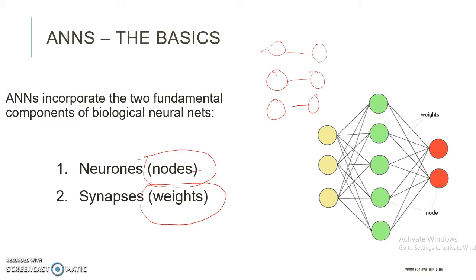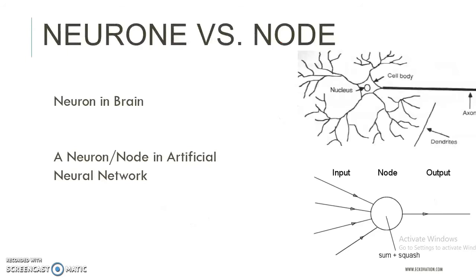So how can neurons and nodes be differentiated? Neurons are in our brain, nodes are in the artificial neural network we're going to discuss. There are some input parts in this node. This one is the input part, and these are the input ports, and this one is a node. So what this node would be is a sum plus squash, and then we get the output. Now let me define, what is this sum and squash?